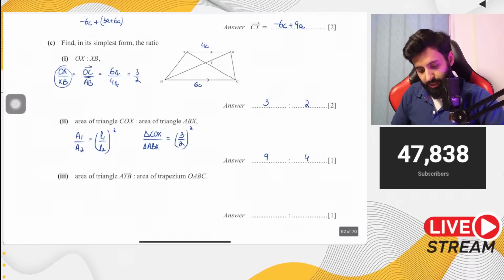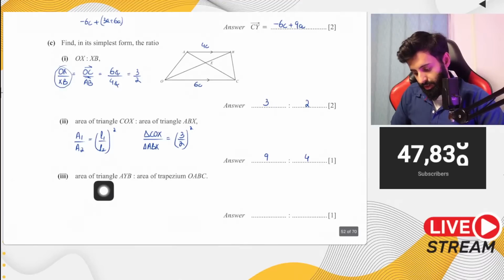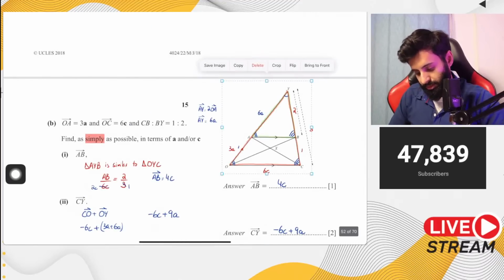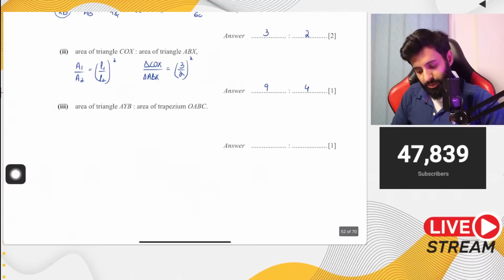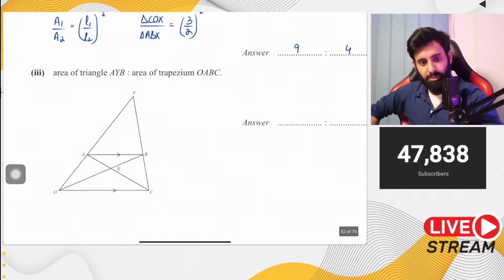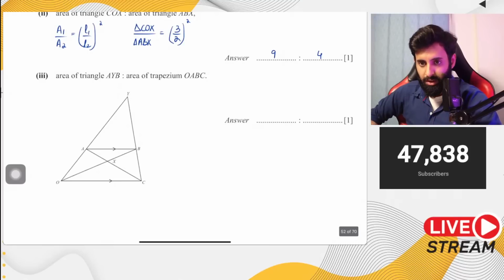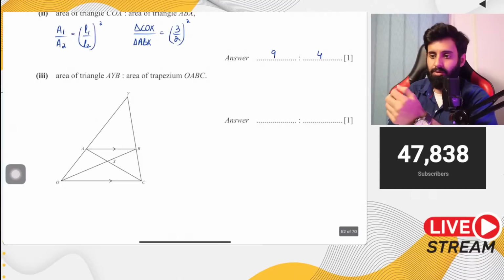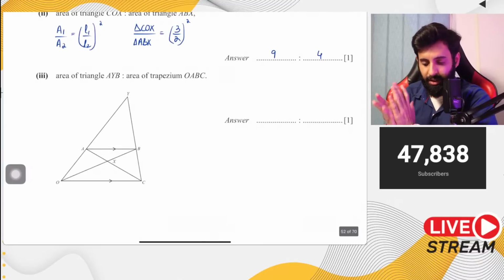Okay. So now comes the interesting part. Area of triangle AYB is to area of trapezium OABC. Let's go, I'm giving you 1 minute to solve this. Let me read the question. It's not 2 upon 3. It's going to be 3 upon 2. God, please, for the love of God, don't end up making that error.